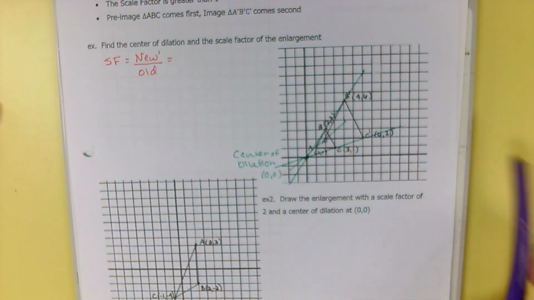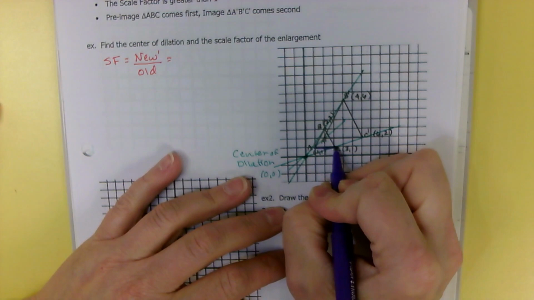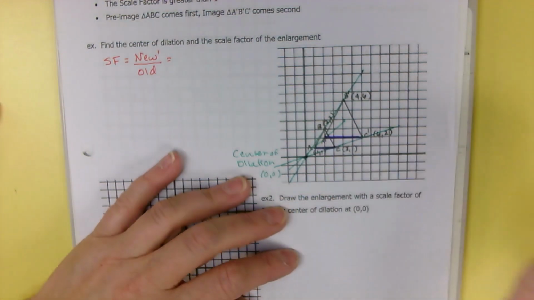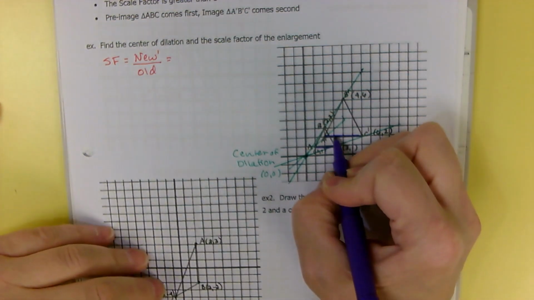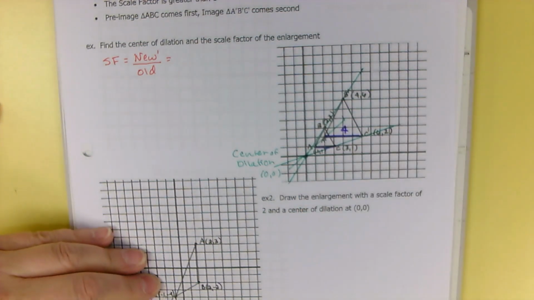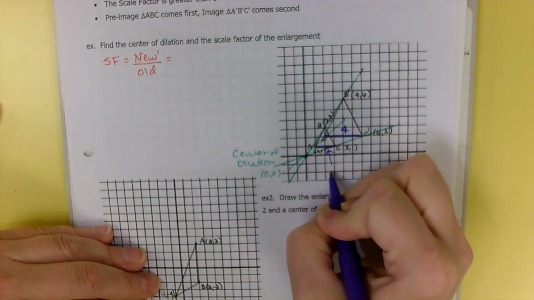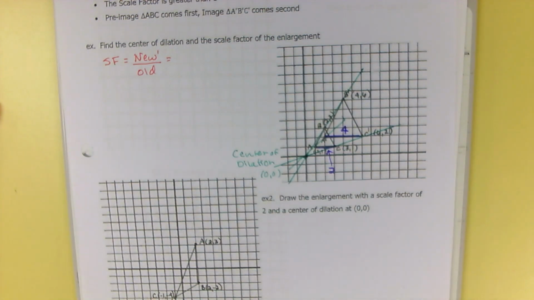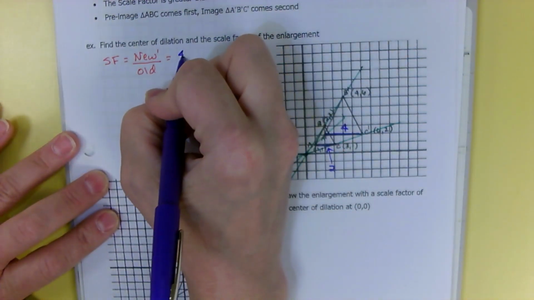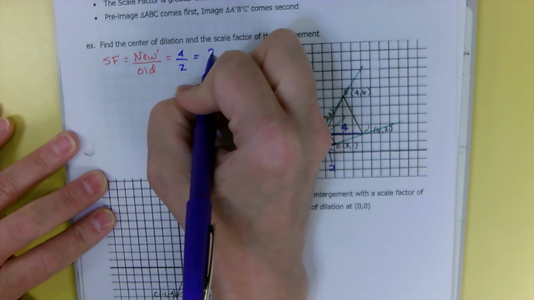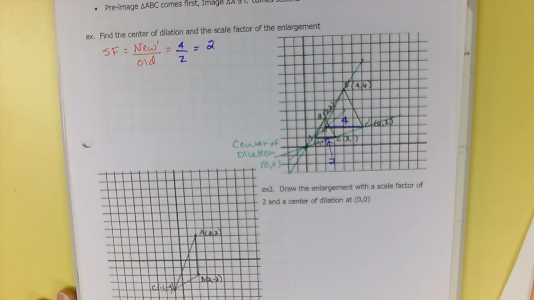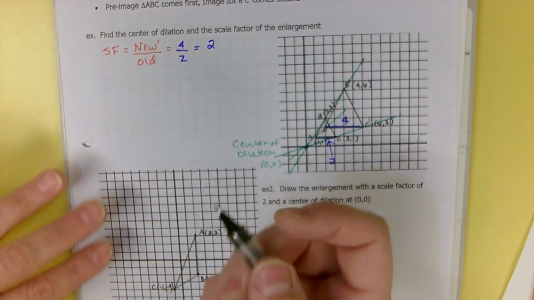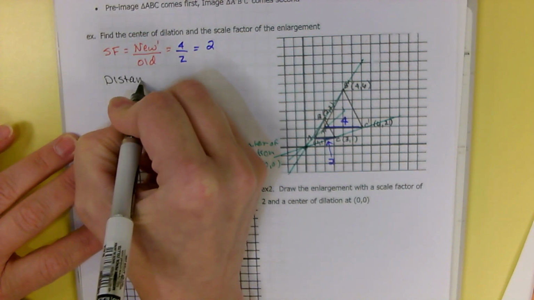So for these two triangles, A to C and A prime to C prime are both horizontal lengths, so I can just count them. A prime to C prime is 1, 2, 3, 4 spaces, and A to C is 2 spaces. So putting the new length over the old length, I get 4 over 2, which is a scale factor of 2. That's the easiest way to get it. Now, if there aren't any horizontal or vertical sides you can count, then we are stuck using distance formula.